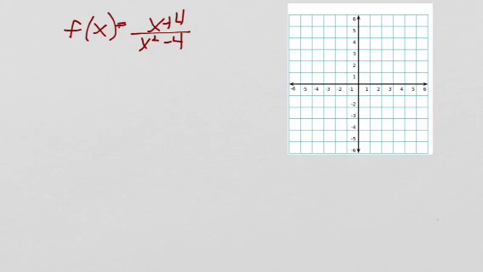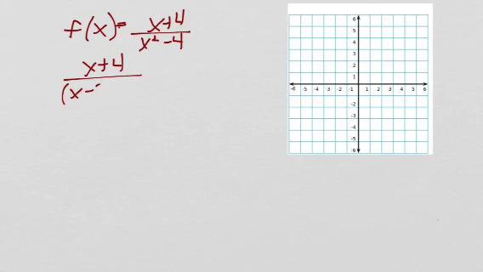This problem is asking me to sketch a graph of the following rational function, and it says make sure to include points and asymptotes sketched. So whenever we're doing a rational function, the first step is to factor. The numerator is already factored.